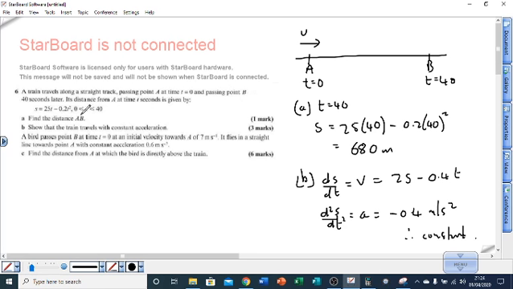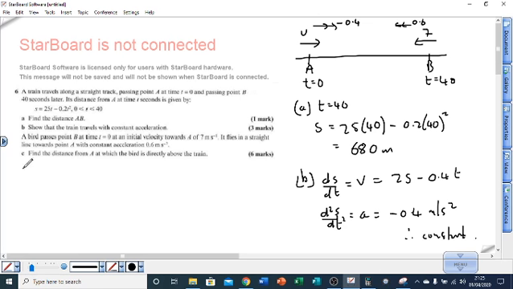Right, a bird passes point B at time 0, the same time that the train is passing point A. The bird passes point B with an initial velocity towards A of 7 meters per second, and flies in a straight line towards A with a constant acceleration of 0.6 meters per second squared, while the train is decelerating in that direction at a rate of minus 0.4.